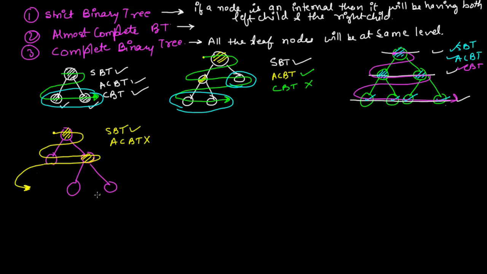And is this a complete binary tree? No, this is not a complete binary tree. Why? Because this node and these nodes are not at the same level. All the leaf nodes should be at the same level in a complete binary tree. So this is only a strict binary tree.